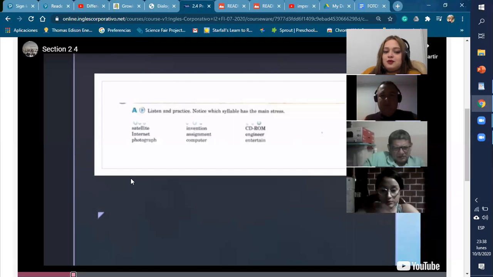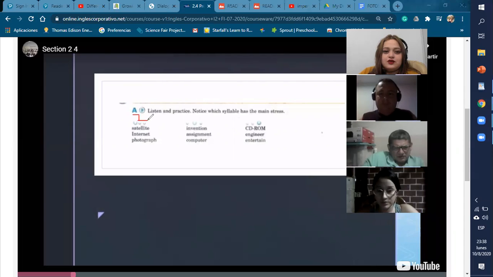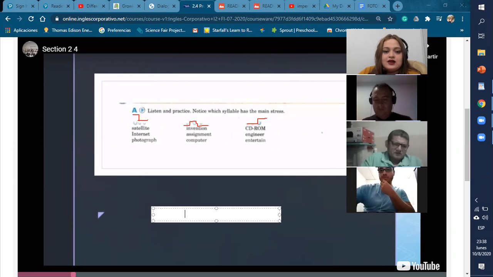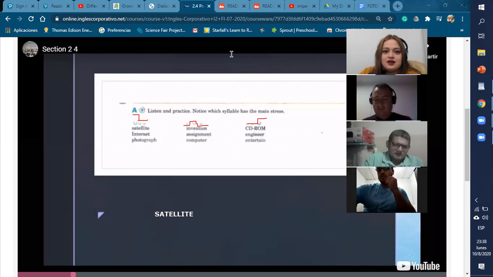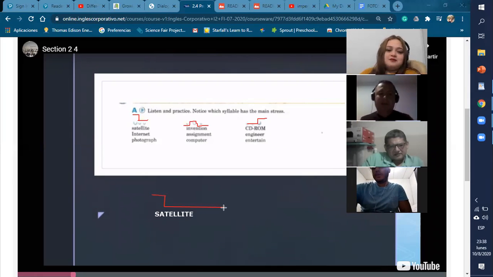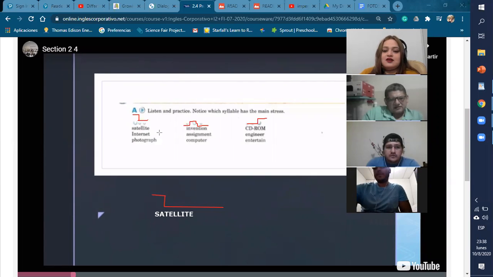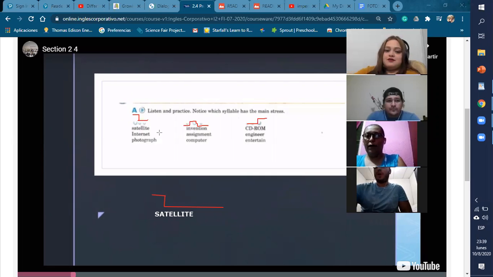Okay, first of all, repeat after me. And we're going to identify where the stress is. In this case, the stress is on the first syllable. The second word is on the second syllable, and in the last one, all right? So for instance, we're going to say satellite, like this. Satellite. Okay, internet. Internet. Photograph. Photograph. Yes.